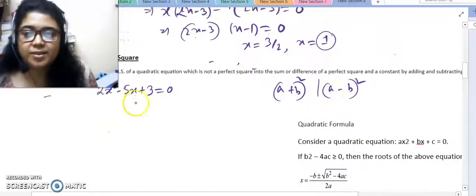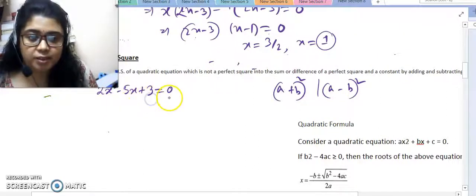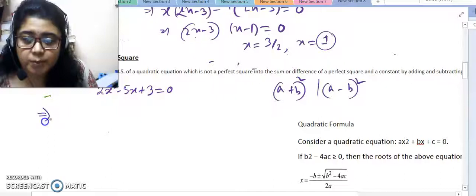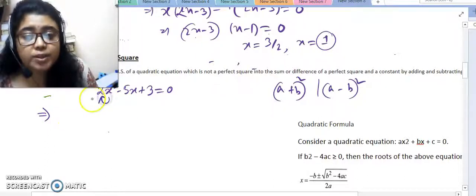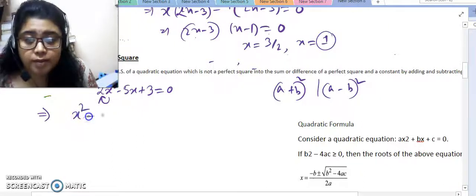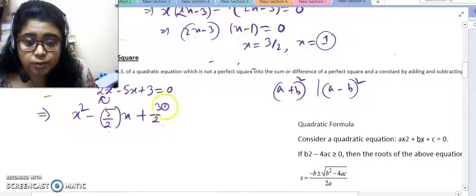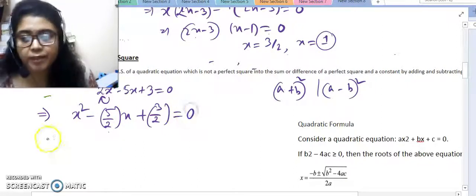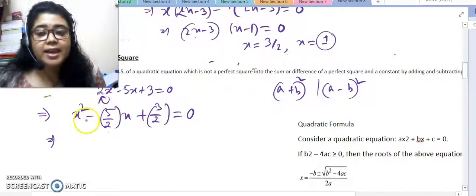See, 2x square minus 5x plus 3 is equal to 0. Okay, the first operation we should do here is to divide both sides of the equation by the coefficient of x square. So what is the coefficient? 2. So x square minus 5 by 2 into x plus 3 by 2 is equal to 0. Fine.